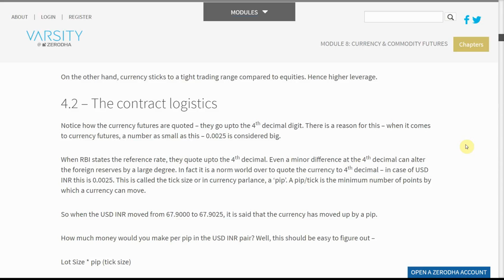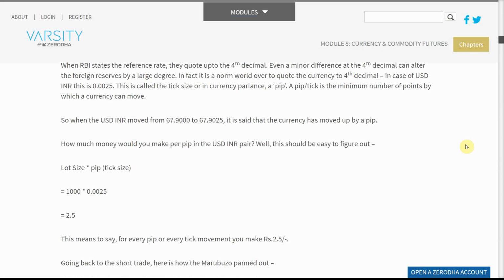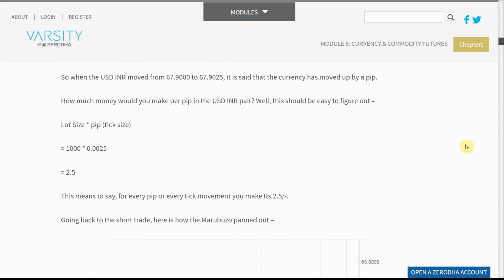In case of USD-INR, this is 0.0025. This is called the tick size, or in currency parlance, a pip. A pip, or tick, is the minimum number of points by which a currency can move. So when the USD-INR moved from 67.9000 to 67.9025, it is said that the currency has moved up by a pip.